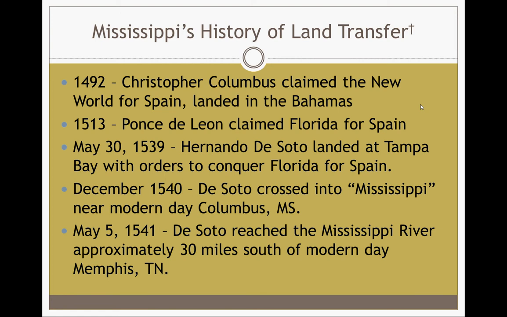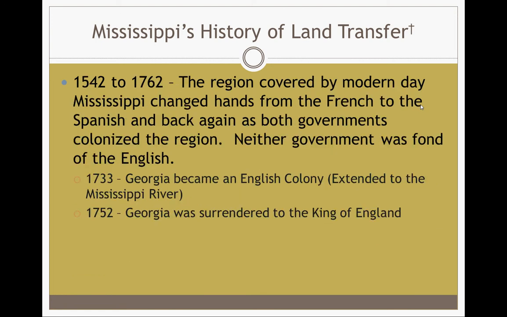And then we see on May 5th, 1541, De Soto reached the Mississippi River approximately 30 miles south of modern-day Memphis, Tennessee. And if you go up towards Memphis, you will see some signs about De Soto. You'll see places where people think he went. If you read about the history of De Soto, some of that is disputed on where he actually went. But from what information I can find that is true and valid, this is actual.